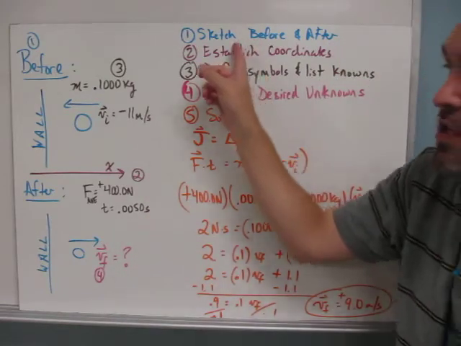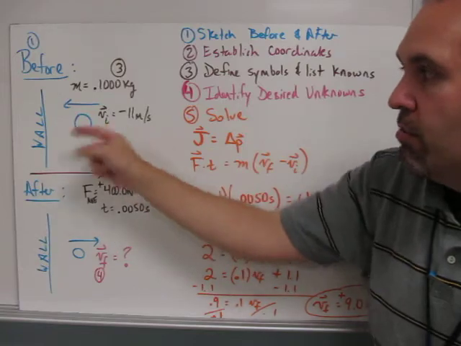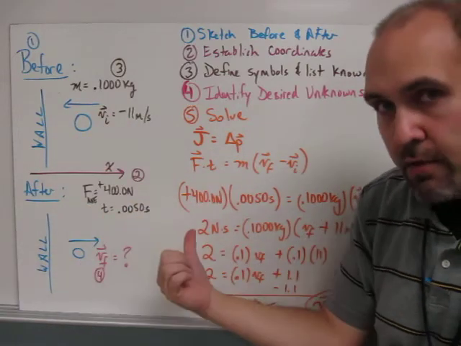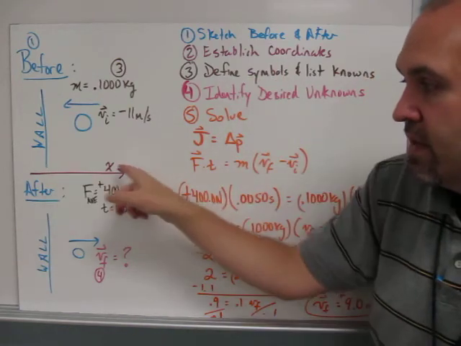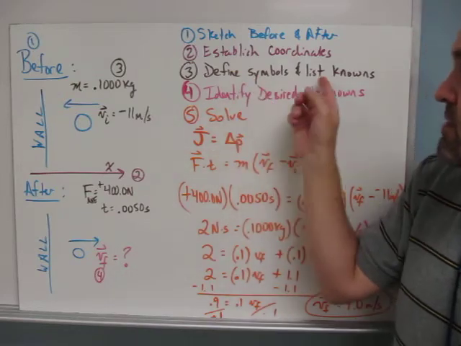First step is to sketch before and after. I've done that over here in blue. Here's the wall and the ball moving to the left. And the after is the wall and the ball moving to the right. Establish coordinate system. Again, I let positive x be to the right, negative to the left. Define symbols and list knowns.